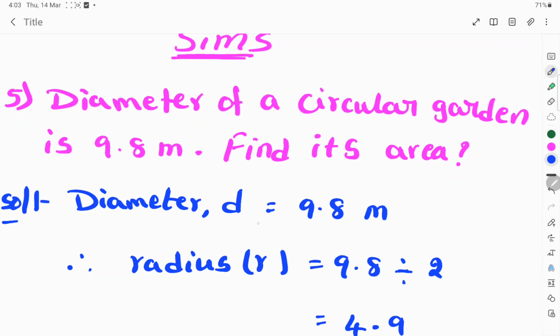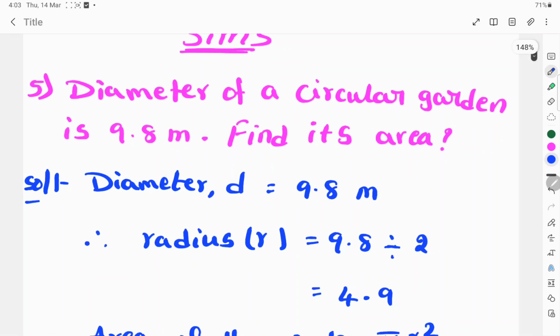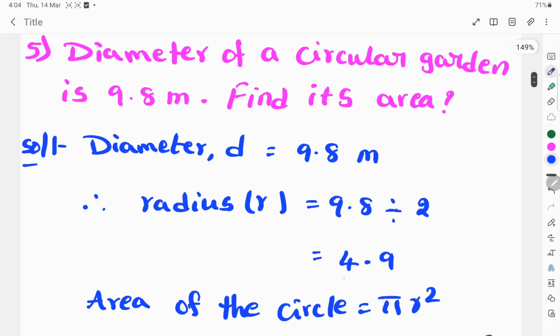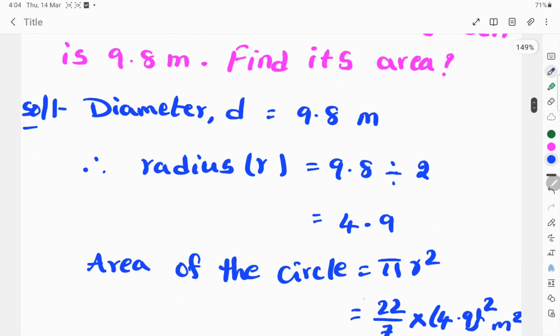Diameter D is equal to 9.8 meters. Therefore, radius R is equal to, radius means diameter by 2, half of the diameter is the radius. So, radius is equal to 9.8 divided by 2. Then 9.8 divided by 2 is 4.9.